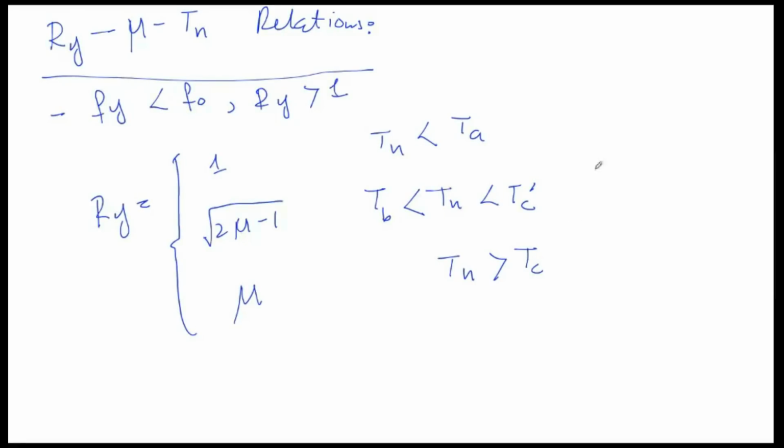Tc prime and Tc are related to each other. I think Tc prime is equal to Tc times the square root of 2 mu minus 1. But anyway, I will look at the exact equation of this; we will get the exact equation in the coming slides.